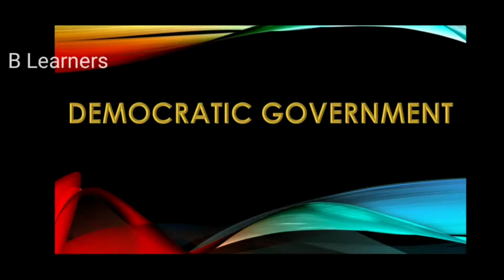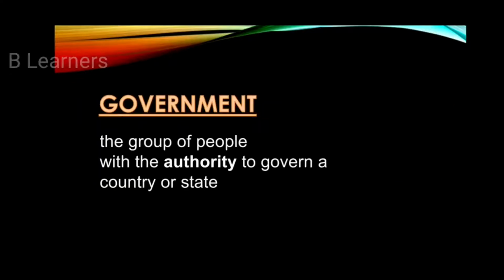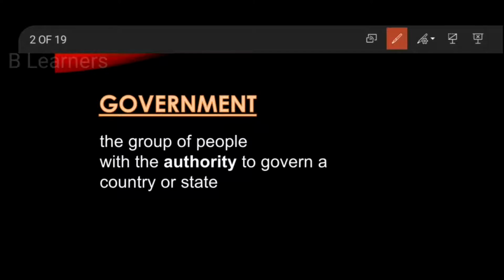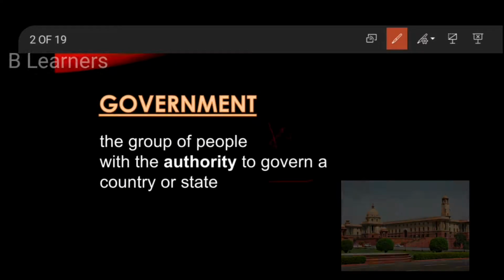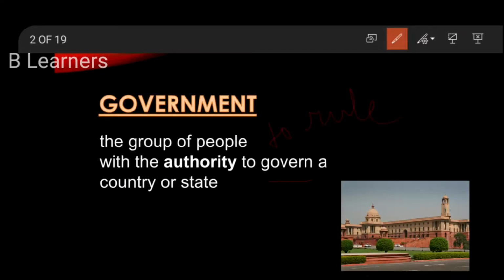Hey everyone, today we are going to discuss democratic government. Before starting this chapter, I would like to discuss what this word government means. As you can see, government is made up of two words, govern plus ment, and the word govern means to rule. Govern means to rule.